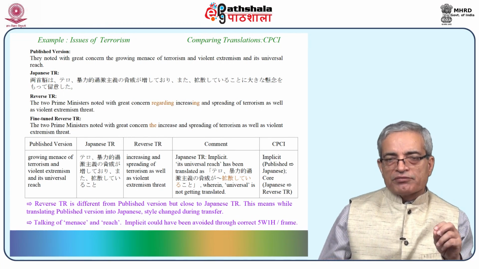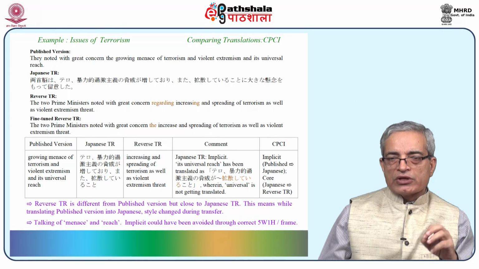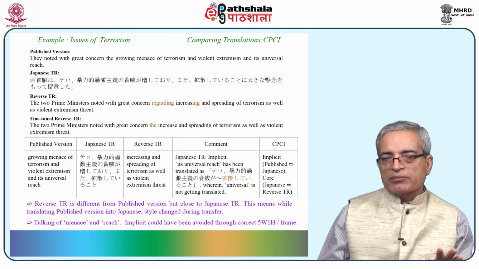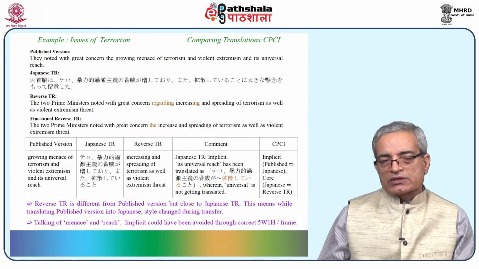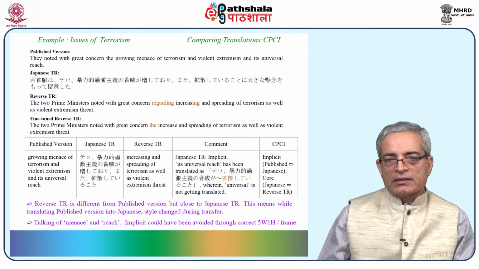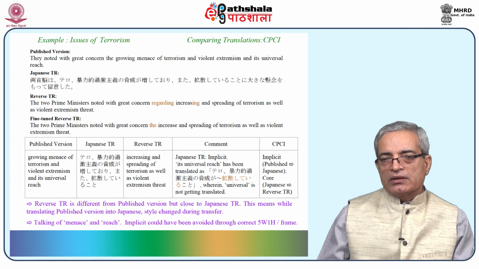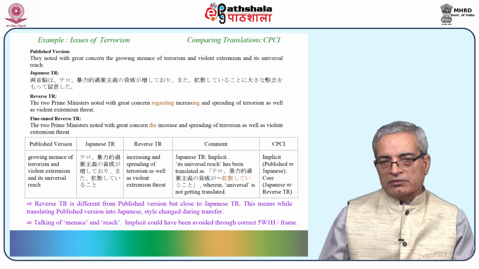So reverse TR is different from published version but close to Japanese TR, but this means that while translating published version into Japanese, style changed during this transfer. Now, talking of menace and reach, implicit could have been avoided through correct 5W1H or maybe 5W1H plus frame approach.